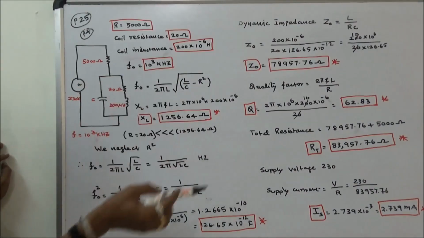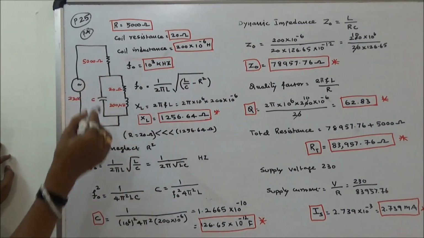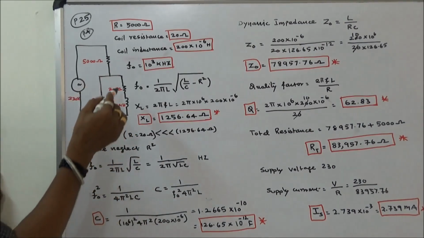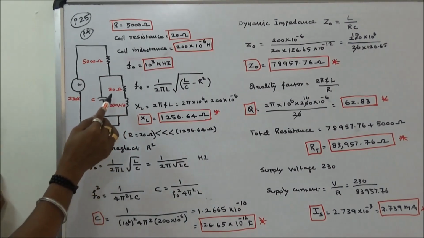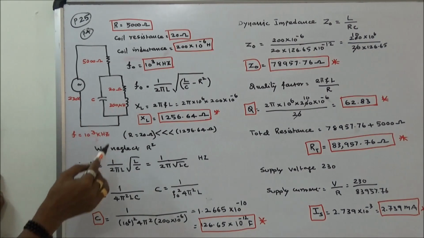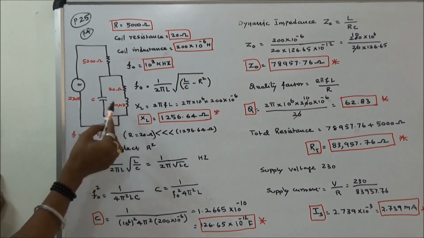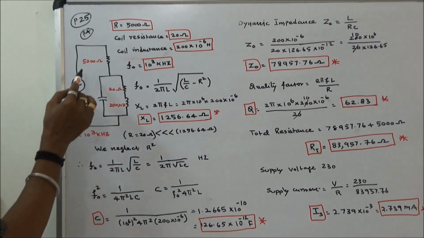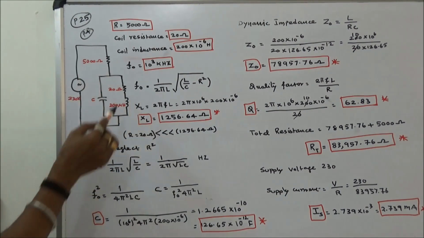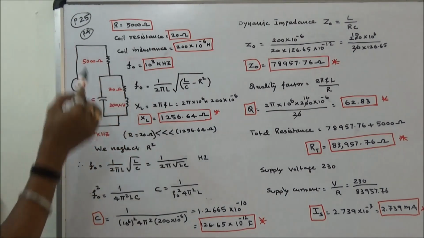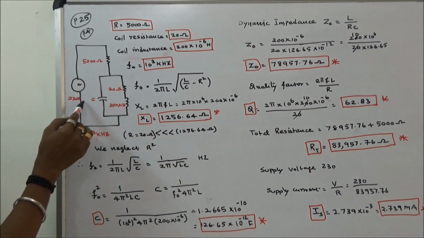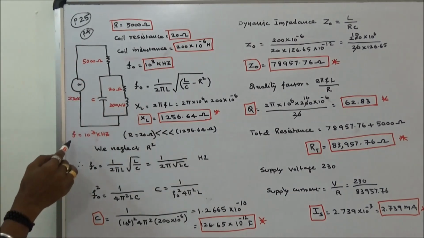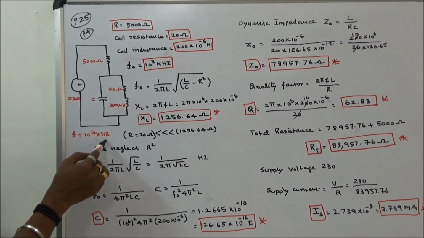This class we work out two problems. First problem: a coil is connected in parallel with a capacitor. Coil resistance is 20 ohms, inductance is 200 millihenries. This combination is connected in series with a resistor of 5000 ohms. Supply voltage is 230 volts. Resonant frequency is 10^3 kilohertz.